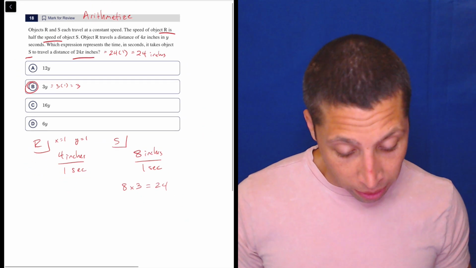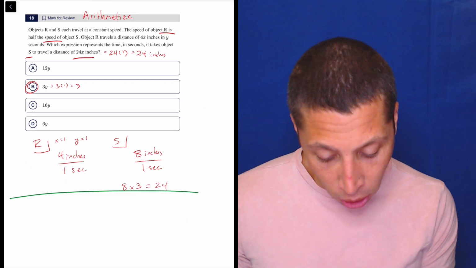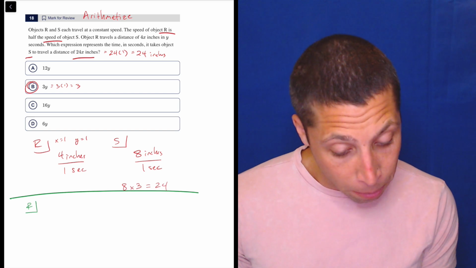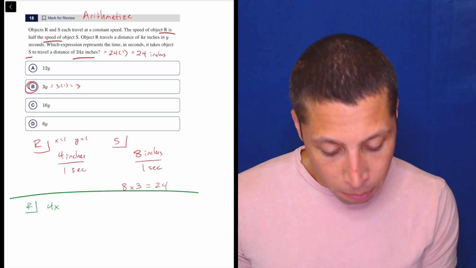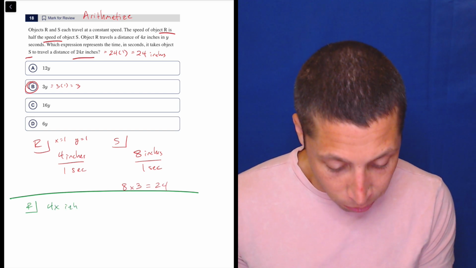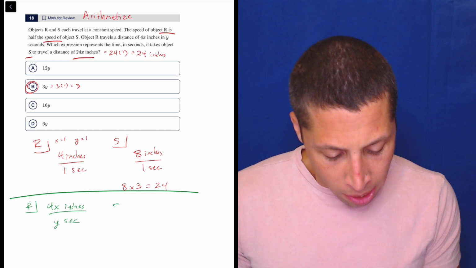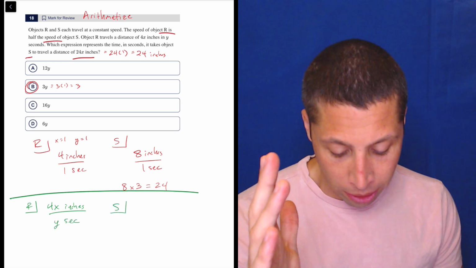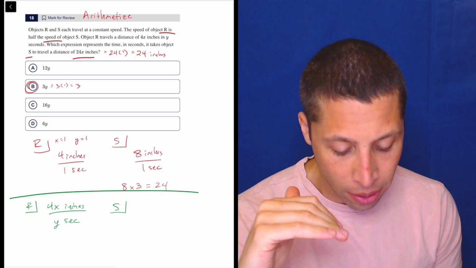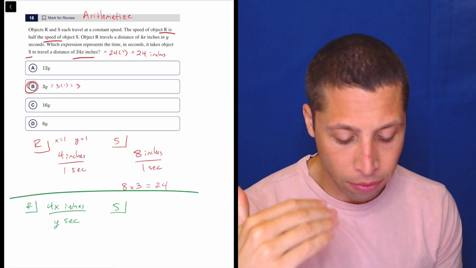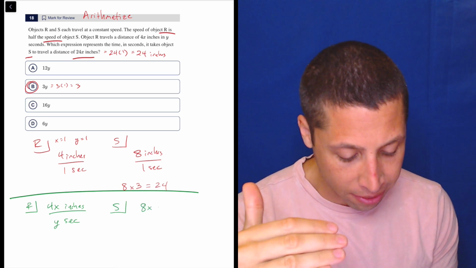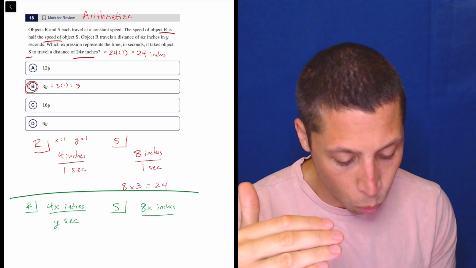So what we're supposed to recognize, I guess, is that R is traveling at a speed of 4x inches. I'll still use the units. Oof, my handwriting is terrible. In y seconds. So what we're supposed to realize is that if that's half the speed of S, then S is 8x inches in y seconds.